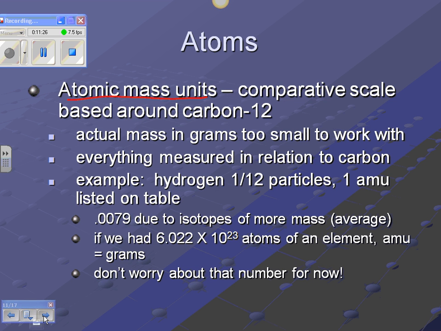Okay, it's not grams at all. We'll get to this number here later on in chemistry. It's Avogadro's number, where we can actually convert that into grams, but we're not going to worry about that. Okay, it's all relative to that. So hydrogen would be 1/12 of the particles because there's 6 protons and 6 neutrons. So it's just listed as atomic mass 1.